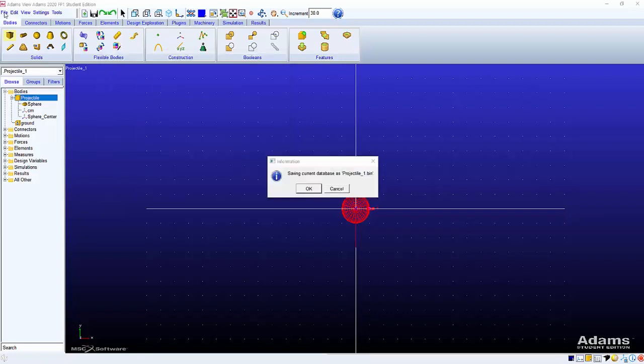So everyone will go to file and select save database. You will get this screen because this is our first time to save our model. It will say saving current database as projectile1.pem. I will say OK. So this is going to save the file that I have created into the folder that I created before. So if you go to your folder where your model is located, you will find the model is created in that folder.